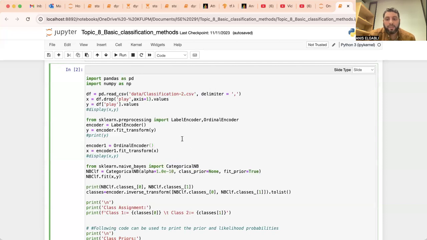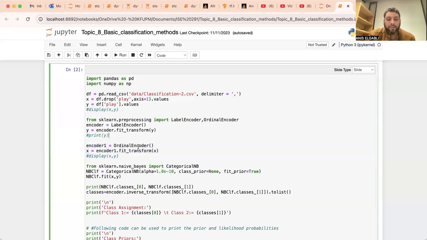Since these numbers will not be involved in any multiplication or mathematical operations, it's just computing the probability. This variable is of type nominal, so these numbers are there just for identification. So it's okay in this case to use an ordinal encoder as well as a label encoder. We do label encoder for the target variable, so it will be encoded into 0 and 1, and we do ordinal encoding for the features.